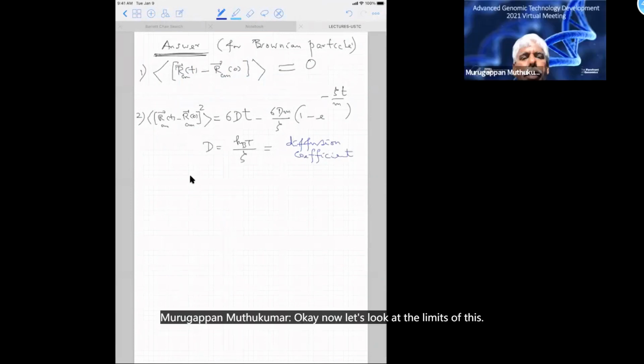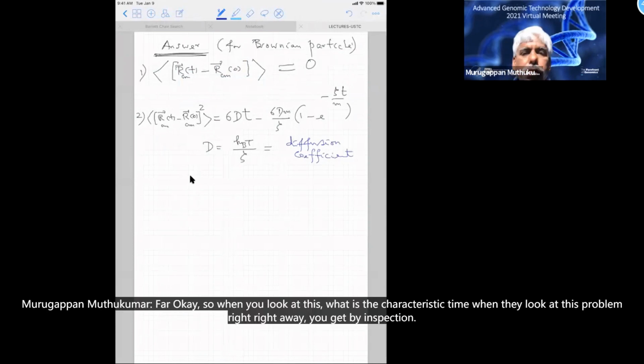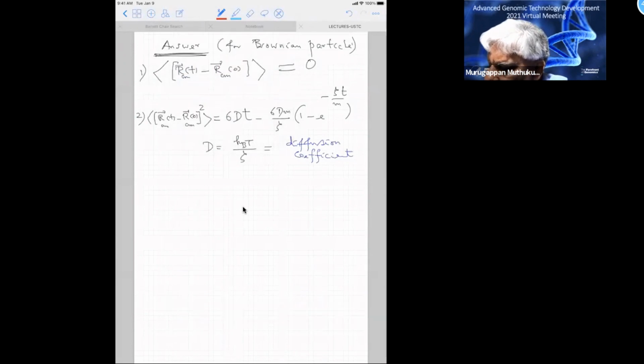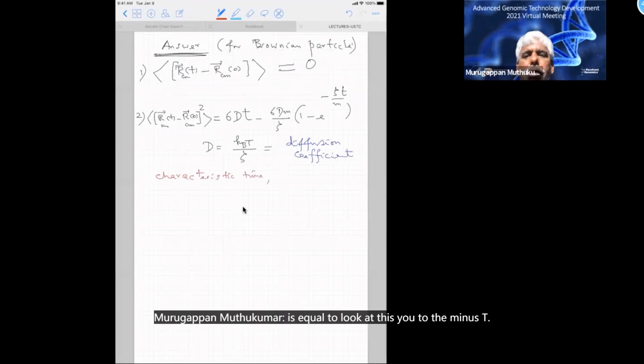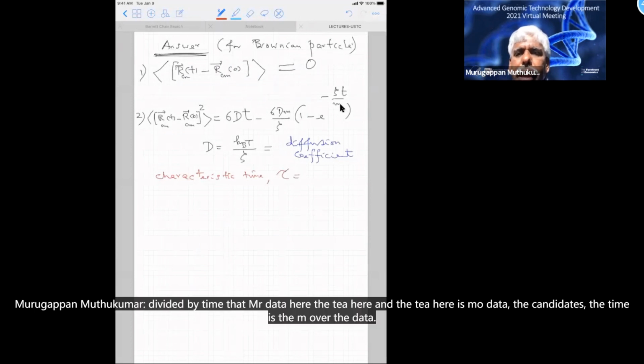Okay, now let's look at the limits of this. What is the characteristic time? When you look at this problem, right away you get by inspection that the characteristic time tau is equal to, look at this, e to the minus t divided by a time, and that time is m over zeta. The characteristic time is m over zeta.